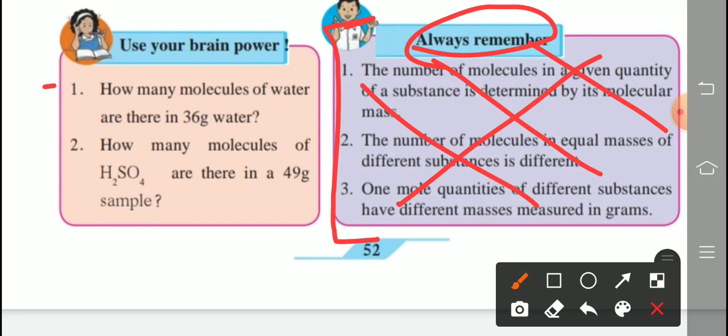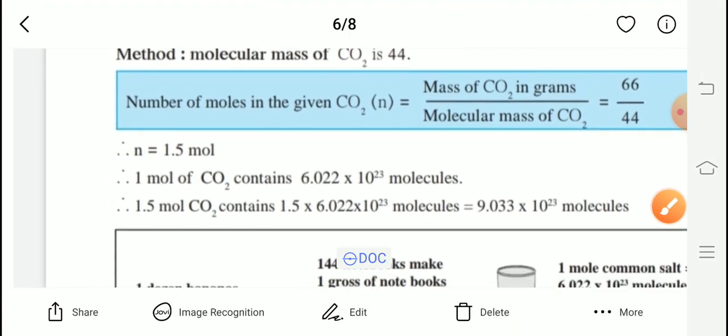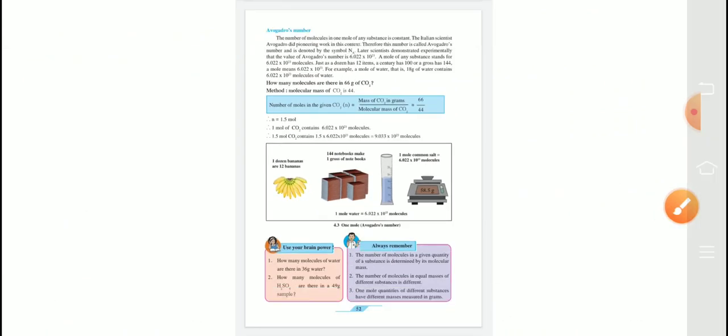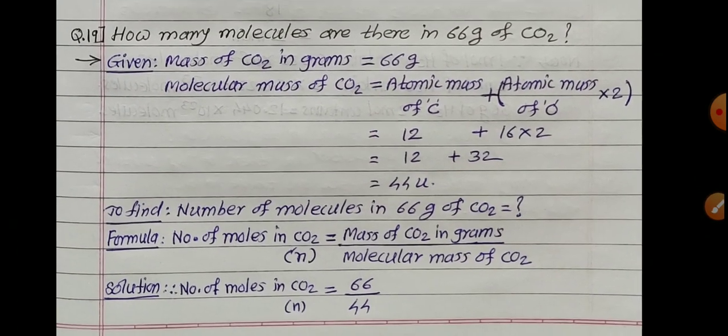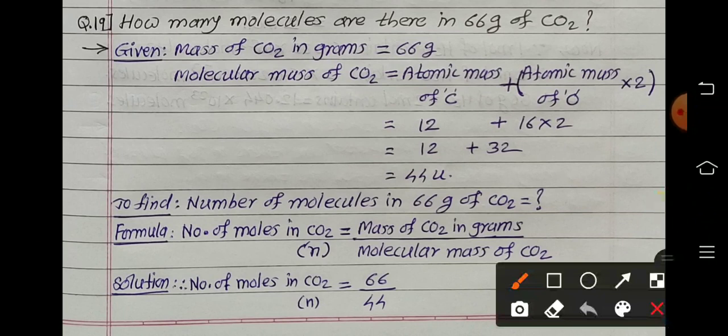Now these 2 numerical problems are given here. I will show the first one, and the second one is for your homework. I will give the answer of the second in our assignment. I will show the first answer here, and this solved numerical problem also. Clear? See. First of all, the solved numerical problem is given. Check that. How many molecules are there in 66 gram of CO2?